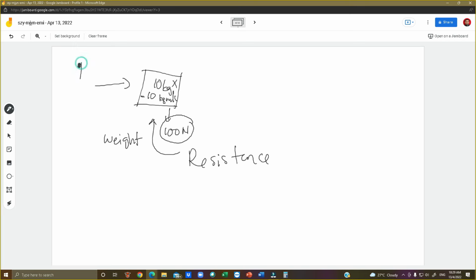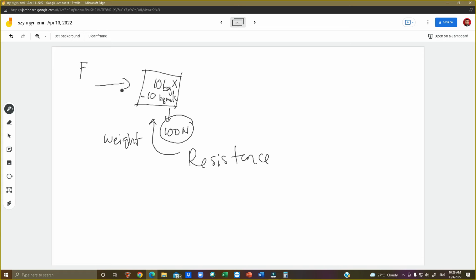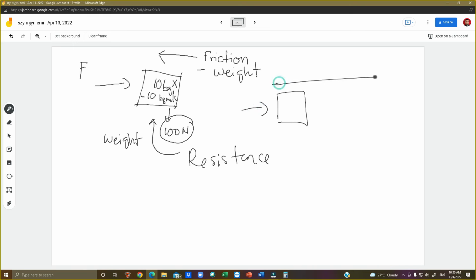Jadi kita pun tolaklah force, objek tak bergerak, because of the third properties, inversely proportional to the body mass. When we put force, there are going to be another force acted in a different direction. And this force is known as friction. Okay, cause of friction, weight. Ni yang ketiga.